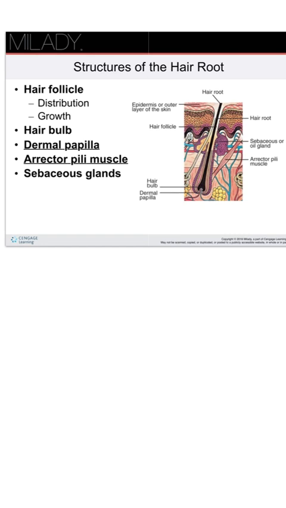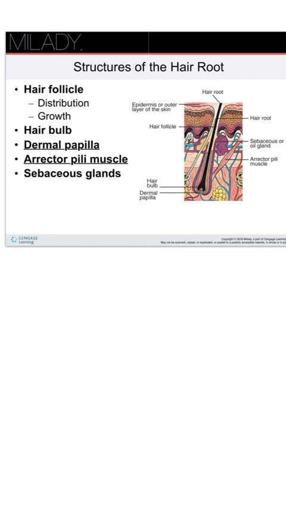Please take a look at the diagram on the right side of this slide. We're going to look at the structure of the hair root. Notice the hair follicle. The hair follicle is where you will find the distribution and the growth of the hair. The hair bulb is a club-like structure located below the epidermis.